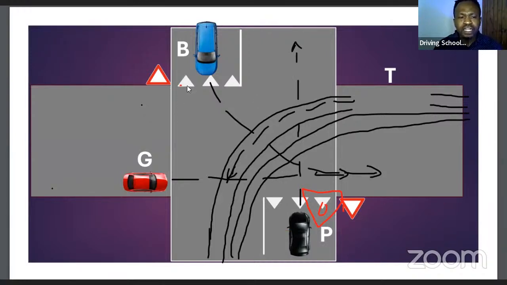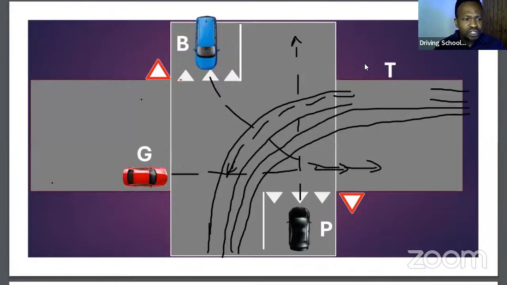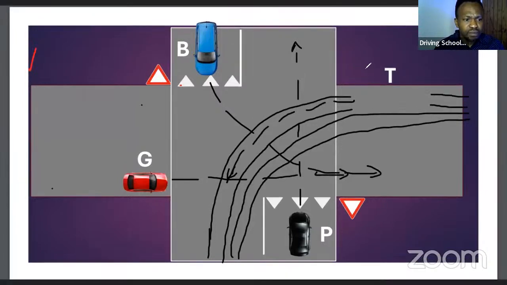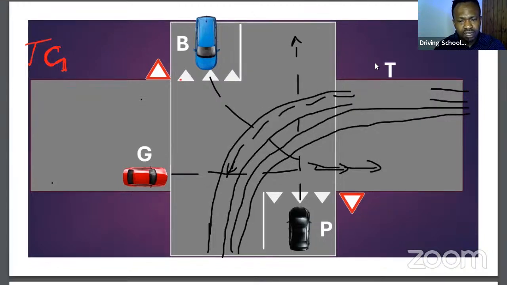Now, remember that vehicle B and vehicle P have the give right of way sign, which means that vehicle B and vehicle P cannot leave before vehicle G. Then vehicle G is the second to leave. Now, remember, we have T. Let me write it down. We have T. Then we have G as the next to leave, because vehicle B and vehicle P have the give right of way sign.